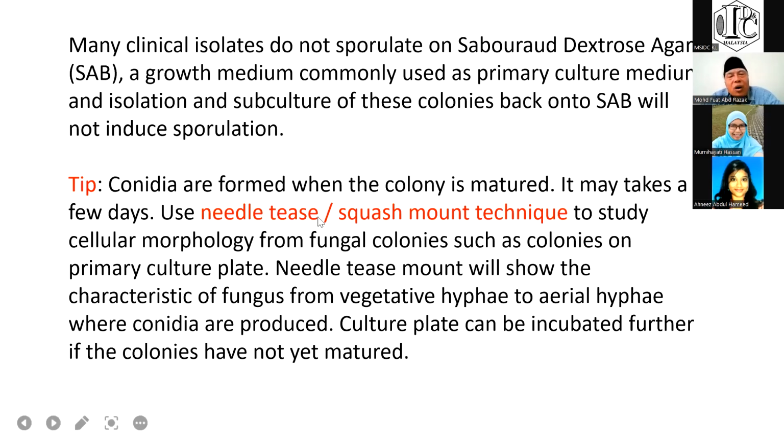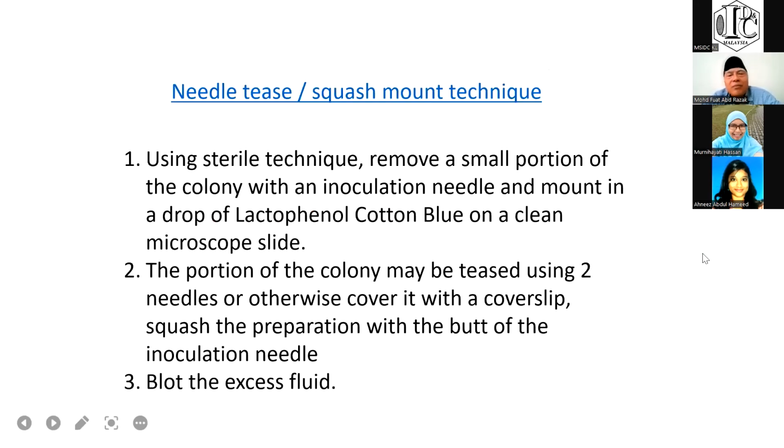needle tease or squash mount technique. I have visited many labs in Malaysia, and they don't have this technique. It's actually a very cheap technique. What you need to have is two needles, stiff needles, okay? And you sterilize the needle and pick a portion of the colony, and look at the microscope. That is needle tease, needle tease or squash mount technique.